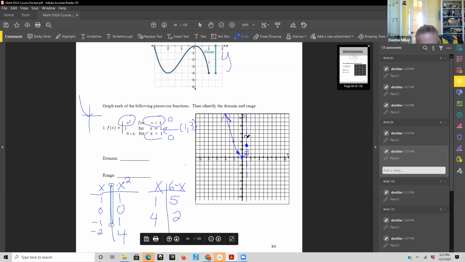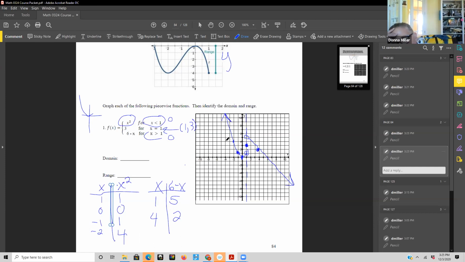Again, I'm going to use an open dot because there's no equals at the boundary. And (4, 2). All right, and I know that that's a straight line, the slope of -1. So that just goes down something like that. So I've just graphed a piecewise function.